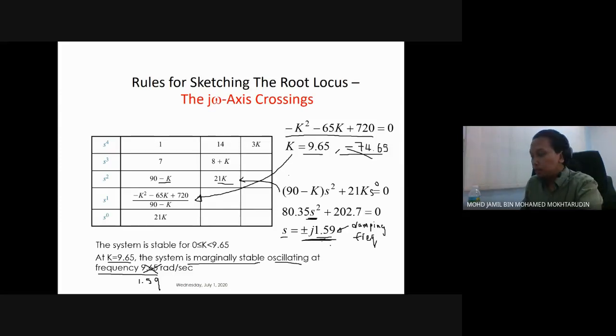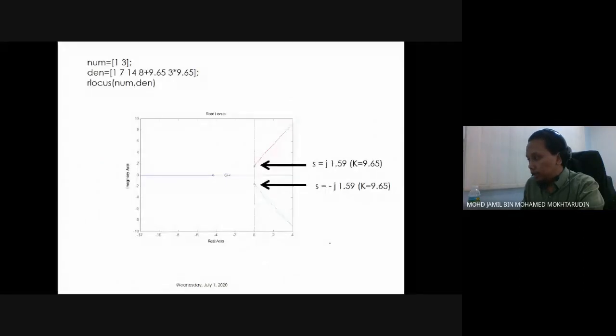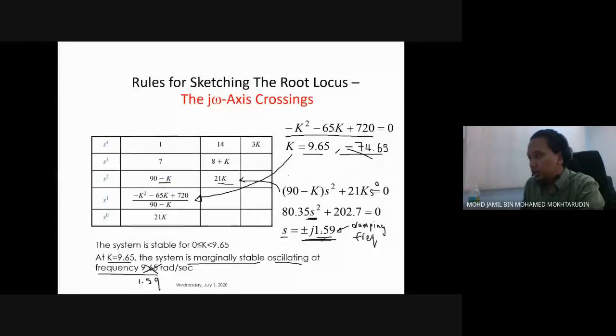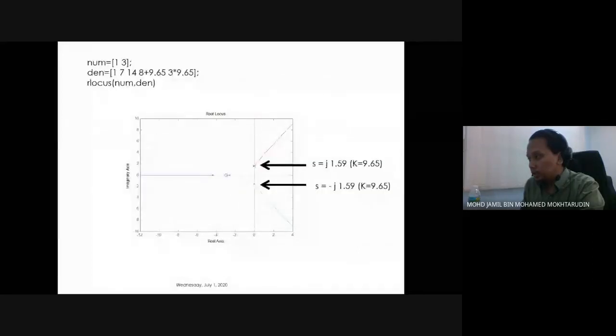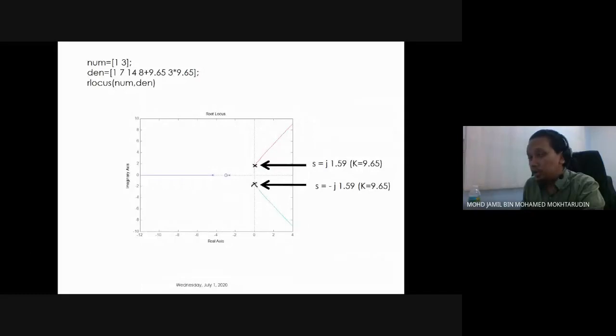If you plot this point on your root locus, it will be here. This is the jω axis crossing where your root locus will cross. If you sketch the root locus later, it will cross at this point. It cannot cross at any other point. It will cross at the jω axis crossing.